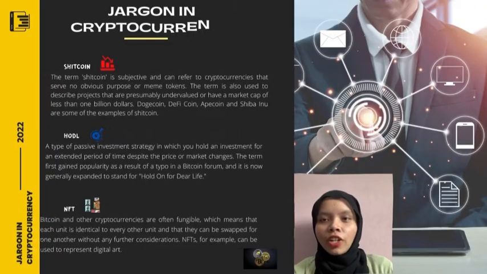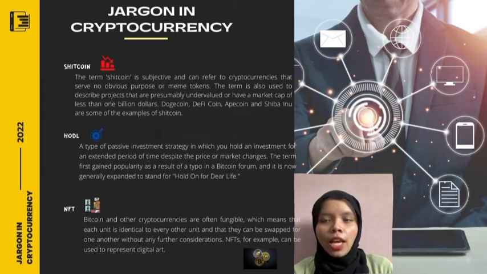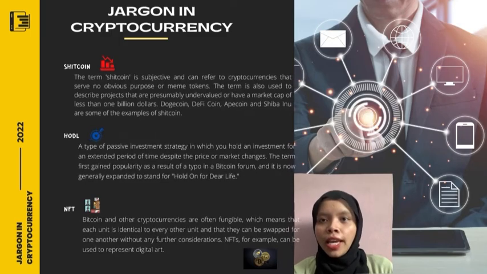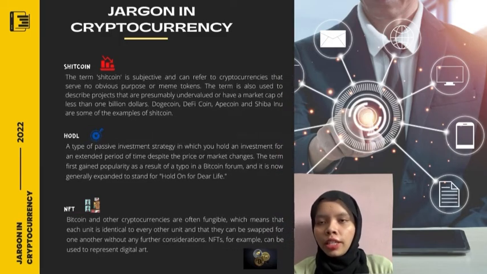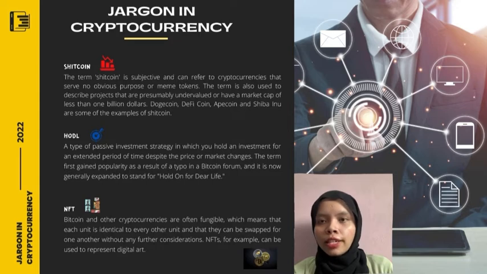Next is jargon in cryptocurrency. The first one is shitcoin. The term shitcoin is subjective and can refer to cryptocurrencies that serve no obvious purpose or meme tokens. Dogecoin, Deficoin, Atcoin, and Shiba Inu are some of the examples of shitcoins.